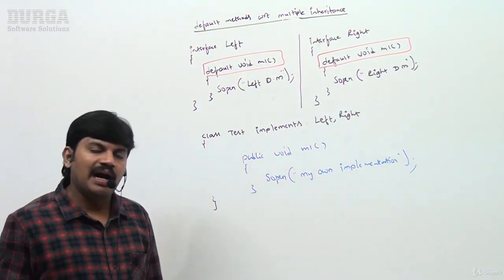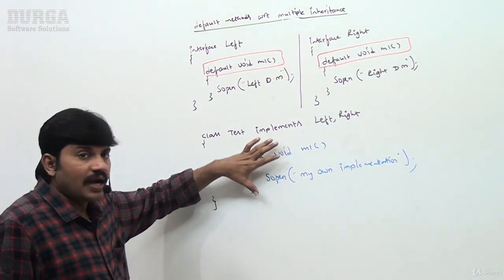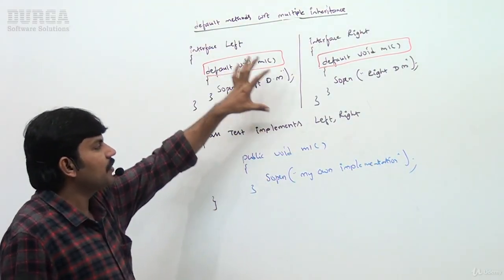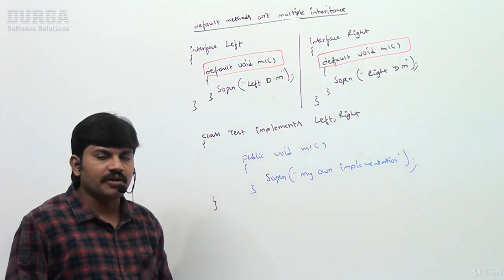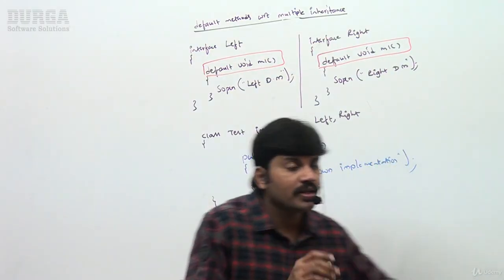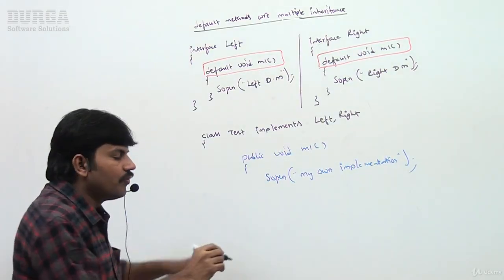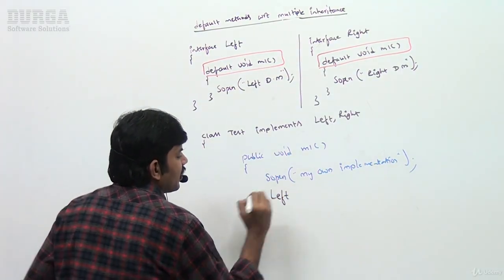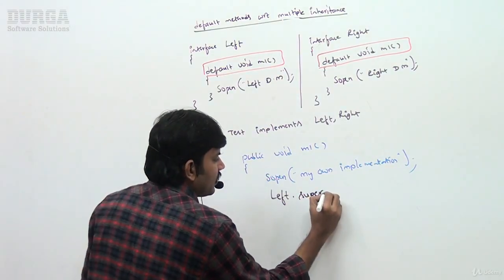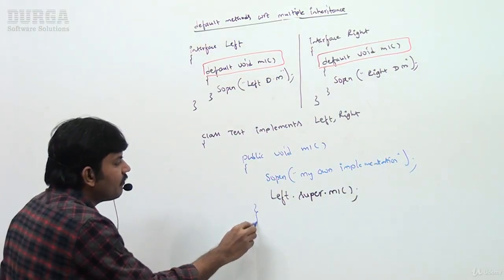This is one way, or otherwise there is another possibility. For the Test class, I don't want to provide a new implementation. For this Test class, either the Left implementation or the Right implementation is required. Whatever implementation you require, you are allowed to specify, no problem at all. What is that possibility? Here, just specify which interface method you want. I want the Left interface method: Left.super.m1(), like this.